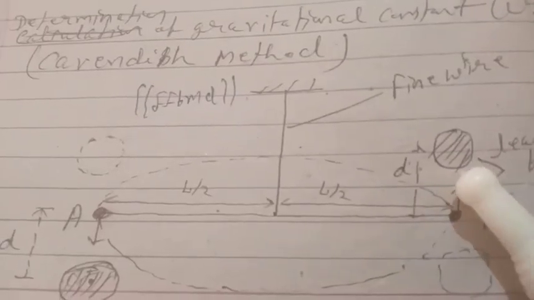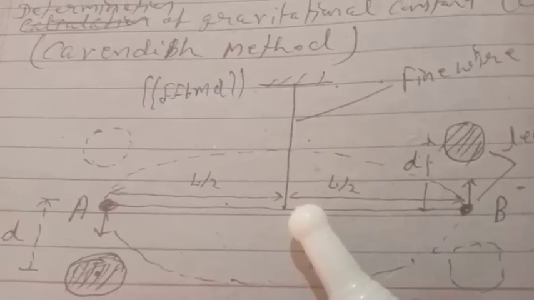Knowing the twist in the wire, we can determine the restoring torque, and with the help of the restoring torque and the force between these two balls, we can determine the gravitational constant.